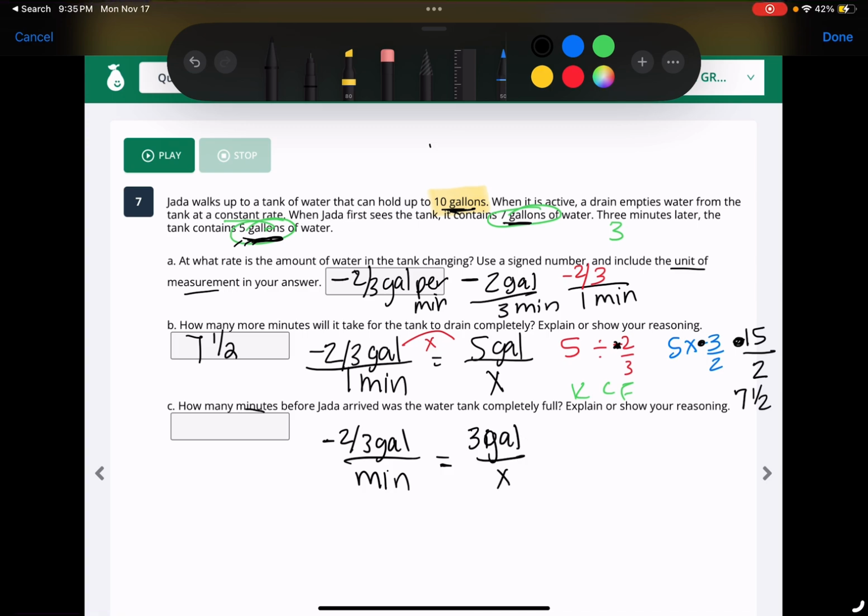This problem is just like the one at the top, but instead of doing 5 divided by 2/3, we're going to do 3 divided by 2/3. And whenever you have a number divided by a fraction, you can do keep, change, flip. We'll rewrite that as 3 times 3/2. And when we multiply that, that would be 9/2. And 9/2 is the same thing as 4 1/2. So this would be 4.5 minutes.